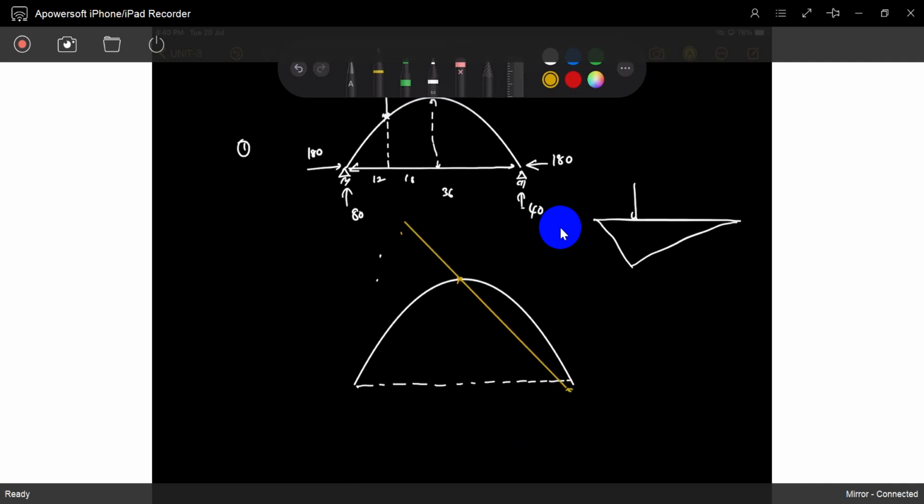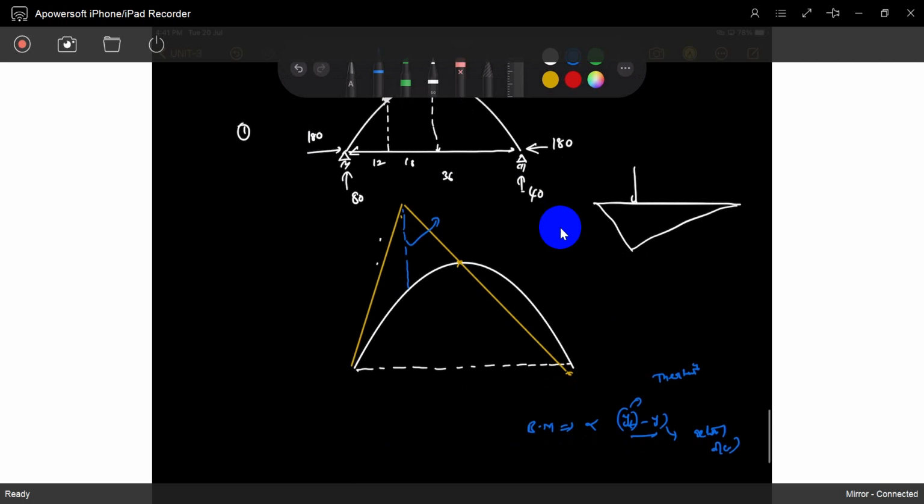Okay, take it as 0. That's it now. Funicular structure, we drag it. That is the bending moment. So what is that bending moment? We find out. But what I said is bending moment is proportional to yt minus y. Yt is the theoretical arch and y is the actual arch.